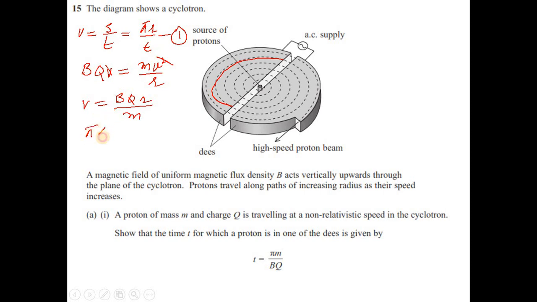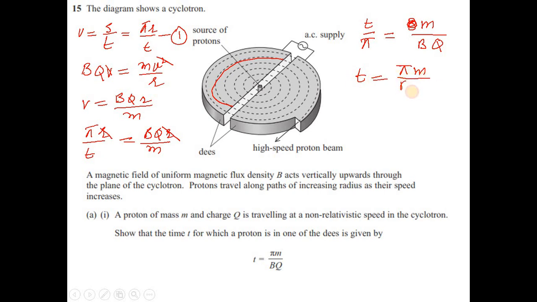Now you have v is equal to BQR by m, and v is pi r by t. So pi r by t is equal to BQR by m, and r gets cancelled. If you flip this equation, t by pi would be equal to m by BQ, and pi goes over there, so t is equal to pi m by BQ. This is your required equation.